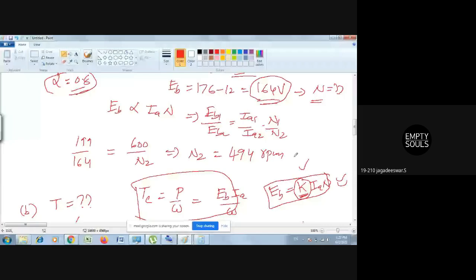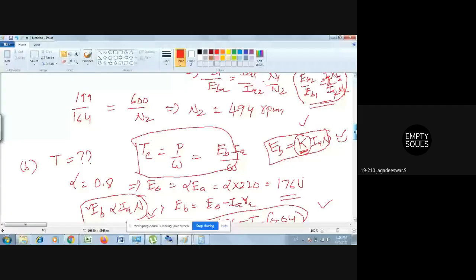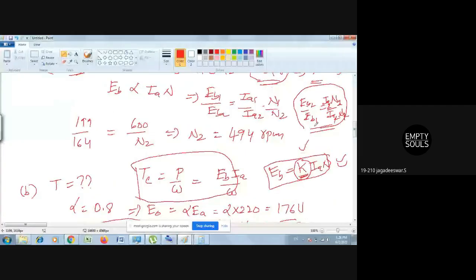Okay, so I understood now. There we know two speeds, IA1, IA2. Sir, is this the equation you are saying, EB2 by EB1 is equal to IA2 N2 by IA1 N1? Yes, sir. Either you can go like this, or you can find the constant. Yeah, we know two speeds. One is 600, other is 500.